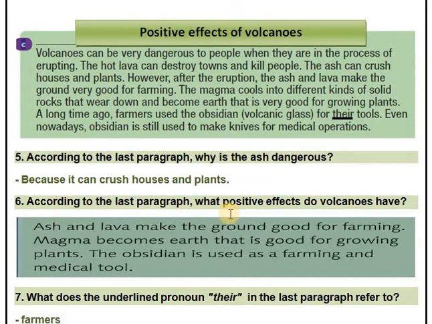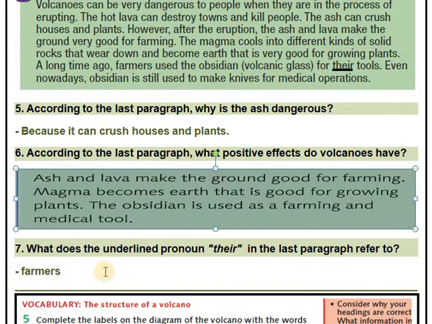According to the last paragraph, what positive effects do volcanoes have? إيش هم التأثيرات الإيجابية اللي بتعملها volcanoes? This is the answer. Ash and lava make the ground good for farming. Magma becomes earth that is good for growing plants. The obsidian is used as a farming and medical tool. What does the underlined pronoun there in the last paragraph refer to? Look here. There refers to farmers المزارعين.